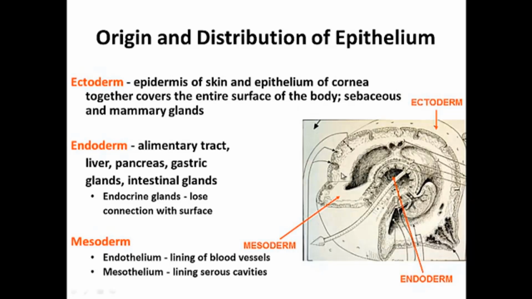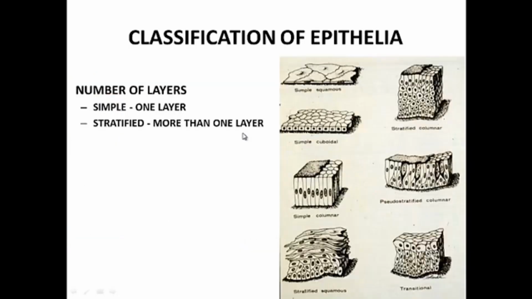Also, the mesoderm. The mesoderm in the middle is important, and the epithelium in those locations has a special name. Endothelium is what lines blood vessels. It is epithelium, but it's called endothelium. And mesothelium is what lines serous cavities, and we'll see some mesothelium later on. So where it comes from determines what type of structure is made from that.